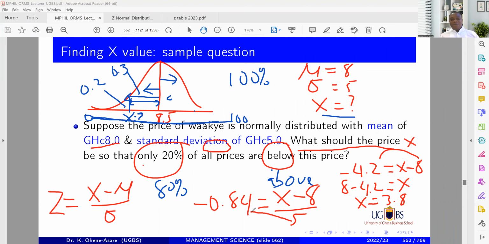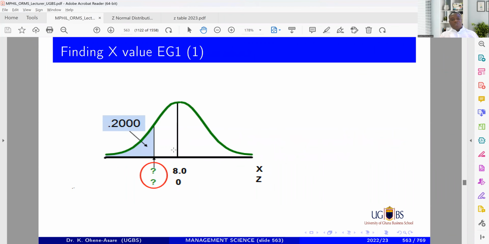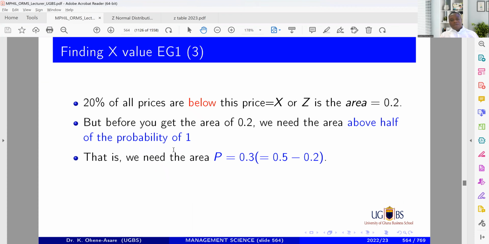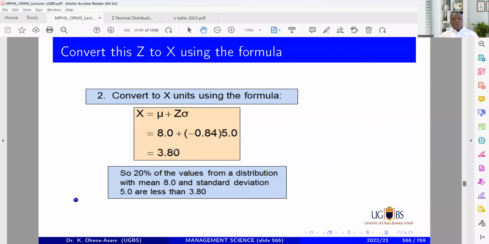Now, we know that the value of X is 3 cedis 80 pesewas. Does that make sense? Yes. You come to your graph and you can see that it's actually below the 8. Where you put that question mark of X here, you have confirmed that it is truly below 8. So this is how you demonstrate your actual value. And once you get that value, it means that you are good to confirm. So 20% of all the prices are below 3.80.